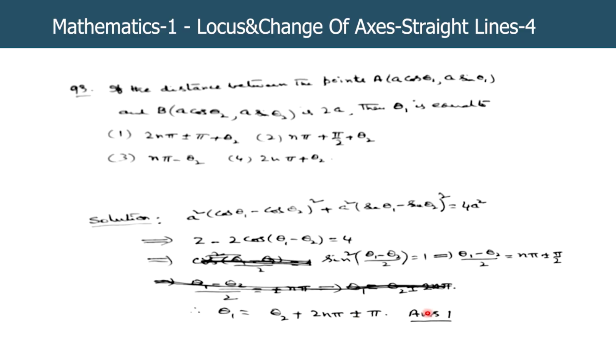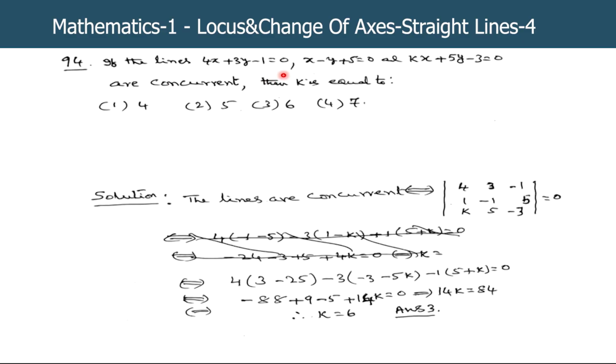So answer is 1. If the lines 4x plus 3y minus 1 equal to 0, x minus y plus 5 equal to 0, and kx plus 5y minus 3 equal to 0 are concurrent, then k is equal to: 1) 4, 2) 5, 3) 6, 4) 7. You know that the lines are concurrent if and only if the determinant with rows 4, 3, minus 1; 1, minus 1, 5; k, 5, minus 3 equals 0. Now if you simplify that, you will get k is equal to 6. So the correct option is number 3.